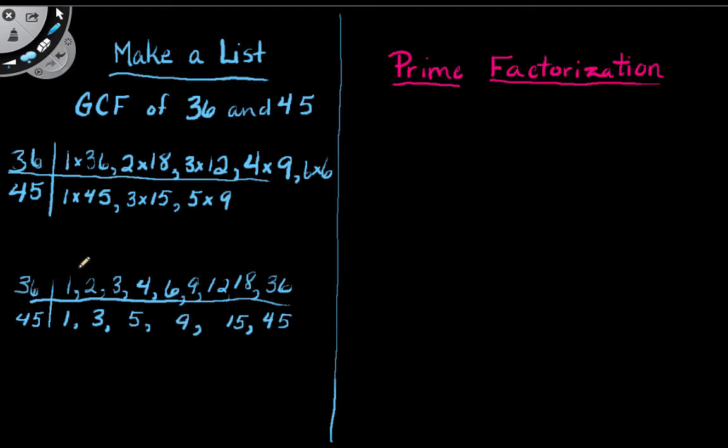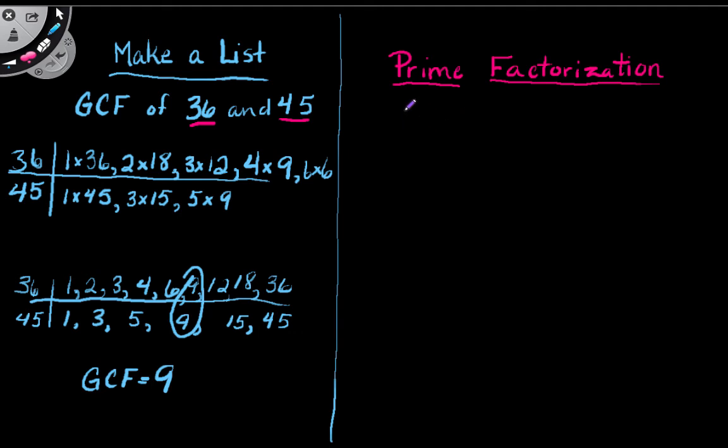So now we can look at our list of factors. The ones that they share, or the ones that they have in common, are 1, 3, and 9. Those are the only factors that they have in common. And the greatest factor that they have in common is 9. So we're going to say the GCF equals 9.